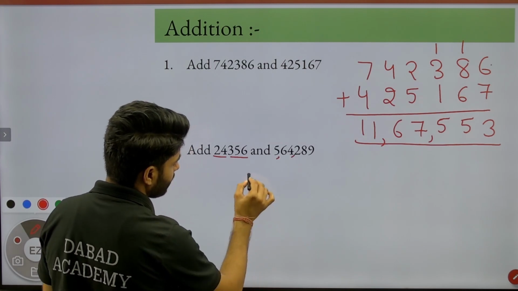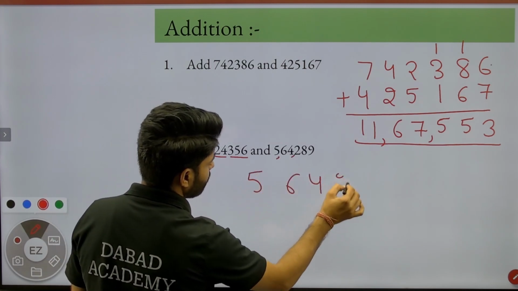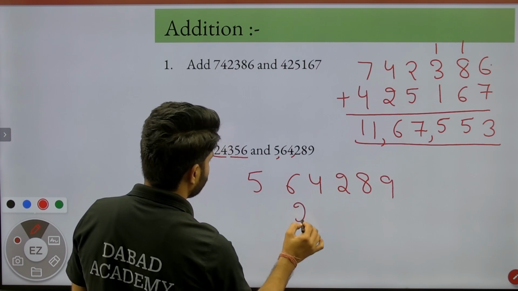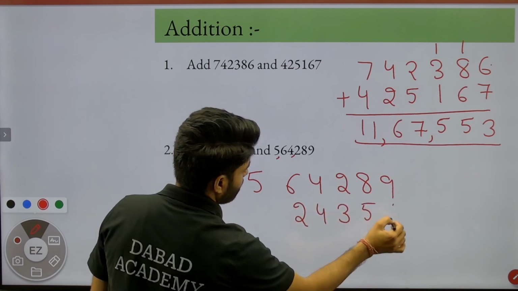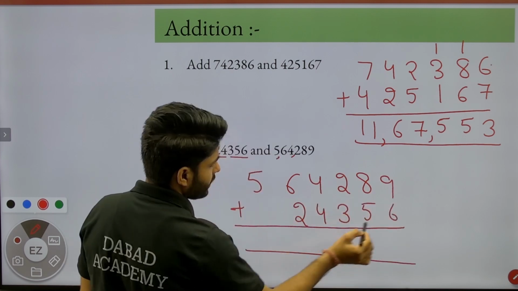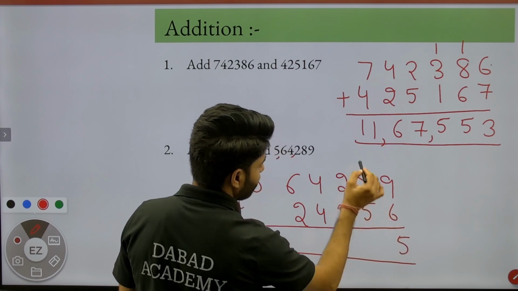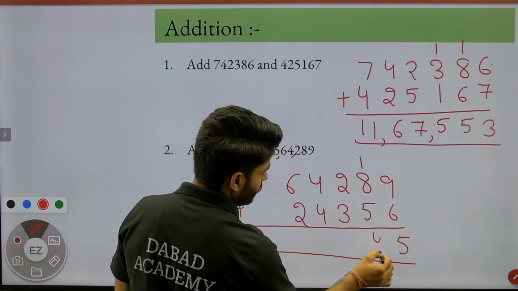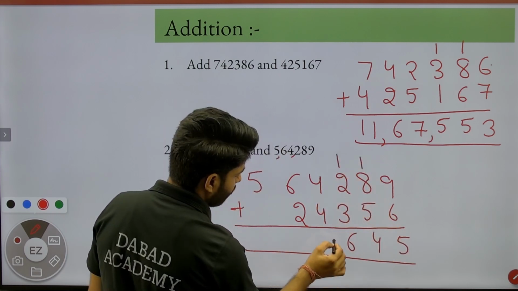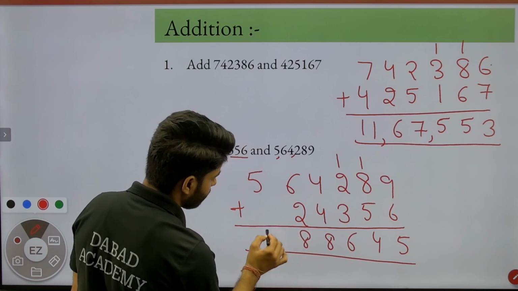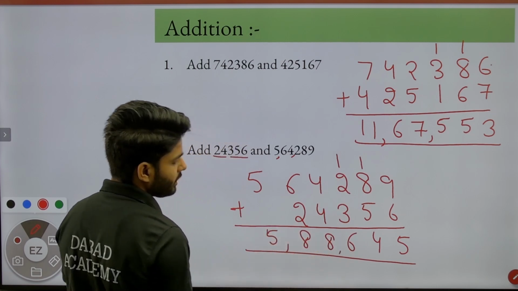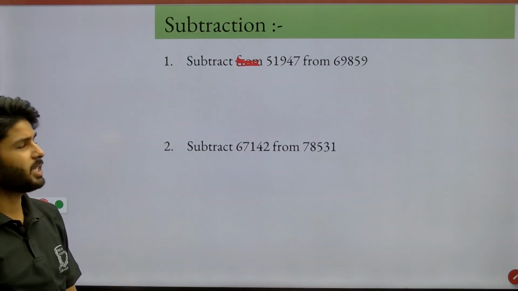In the same way, we have to add 24,356 and 564,289. So first we write 5,64,289 with 24,356 below it. Now we have to add these two numbers. 9 plus 6 is 15, we have carry 1. 8 plus 1 is 9. 9 plus 5 is 14, we have carry 1. That is 6, 4 plus 4 is 8, 6 plus 2 is 8, that is 5. So the answer is 5,88,645.